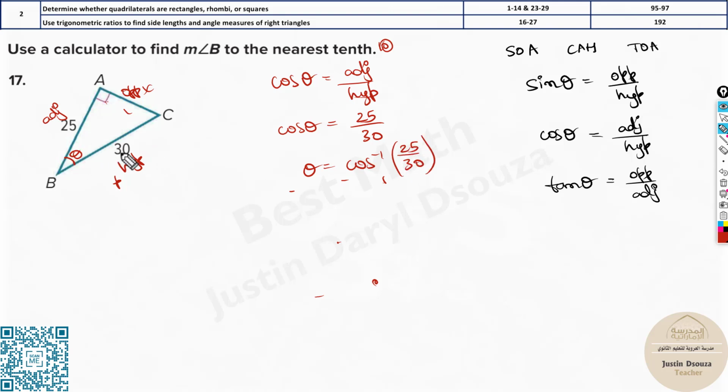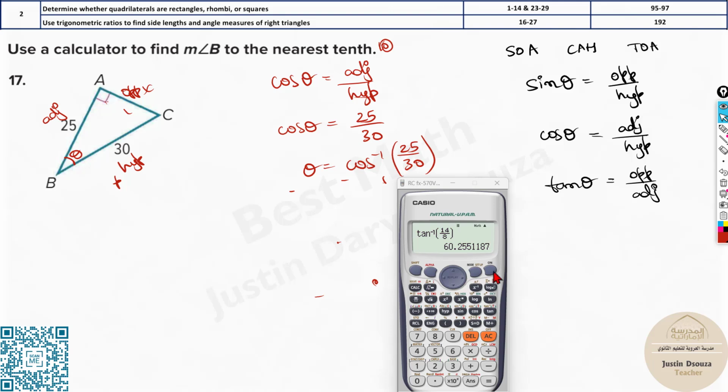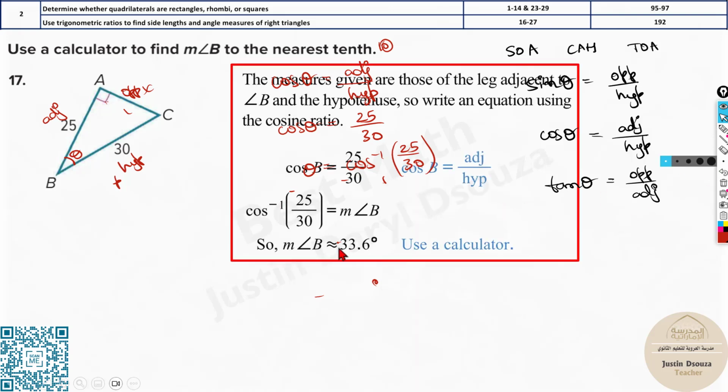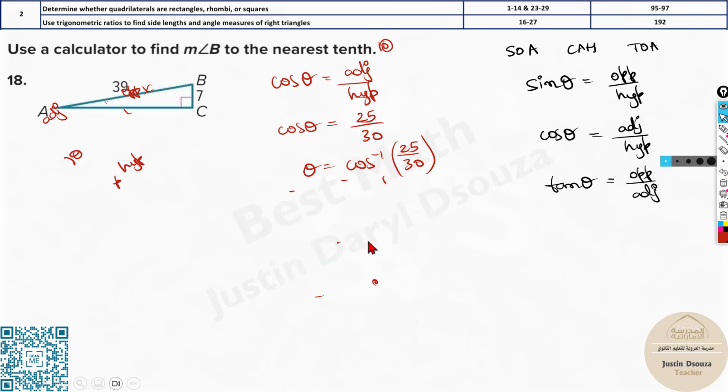Okay, so here it was, yeah, this is it. Just put it in the calculator and you'll get the answer. Here, to get cosine inverse, you have to press shift and cos. That will be cosine inverse. 25 divided by 30. Just close the bracket here. And then the answer is 33.55. Nearest tenth would be 33.6. So you can see its answer is 33.6.